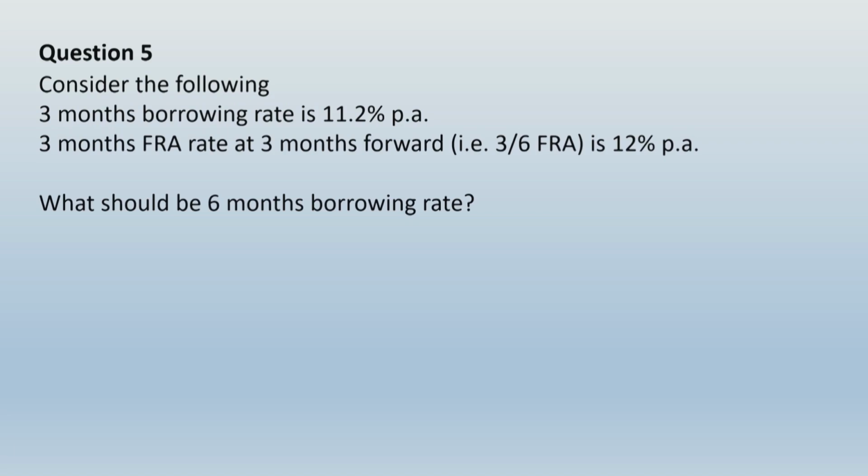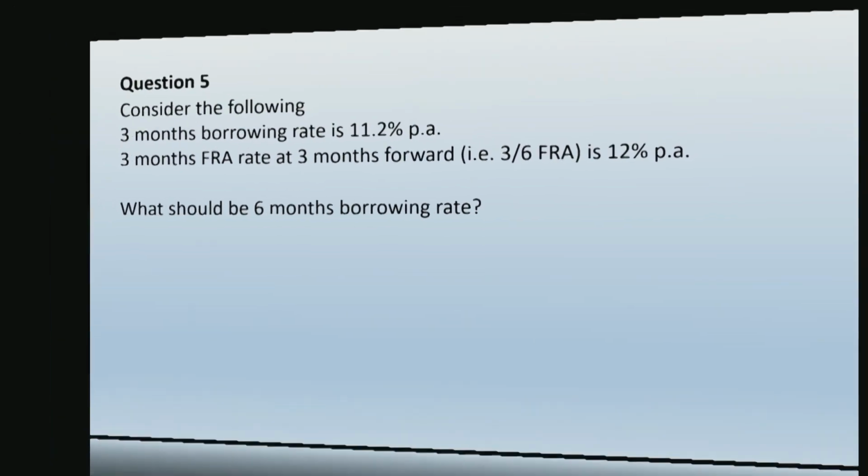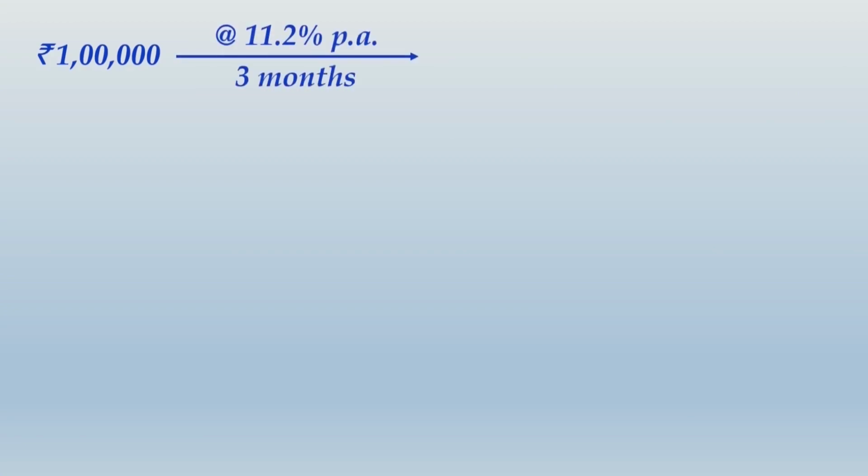Now see, this time they have given you 3-month borrowing rate, they have given you 3-month FRA rate for 3 month forward, that means 3 by 6 FRA is also given. You have to determine the interest rate that will be applicable for a 6-month borrowing period. So now this is going to be very simple. What we do is, if we borrow 1 lakh today for 3 months, the interest rate will be 11.2% per annum, and that will have maturity value of 1,02,800.